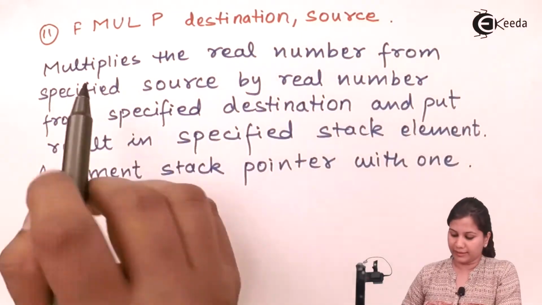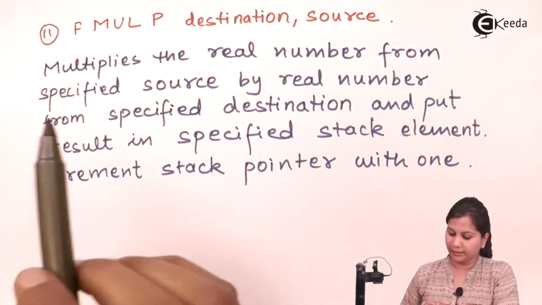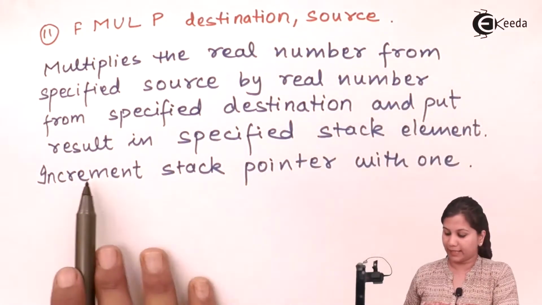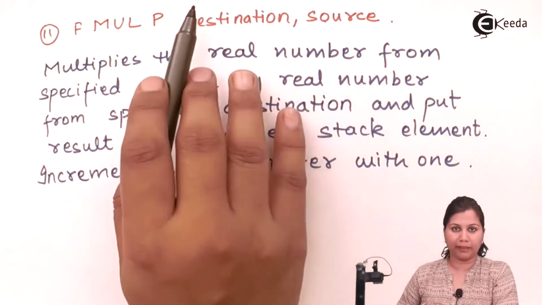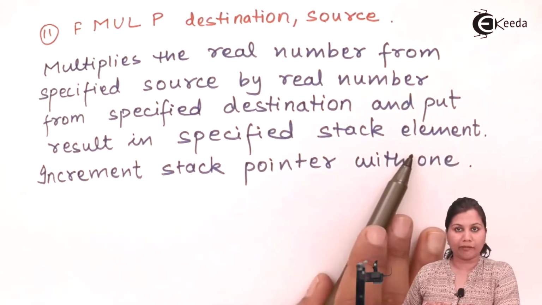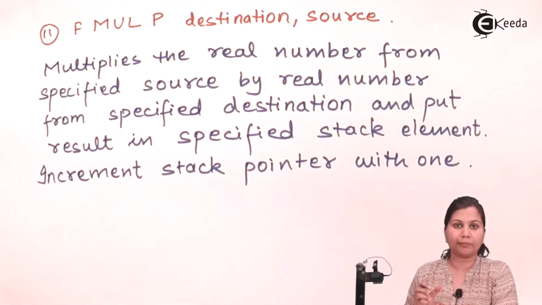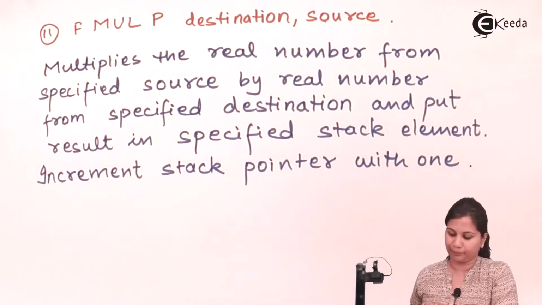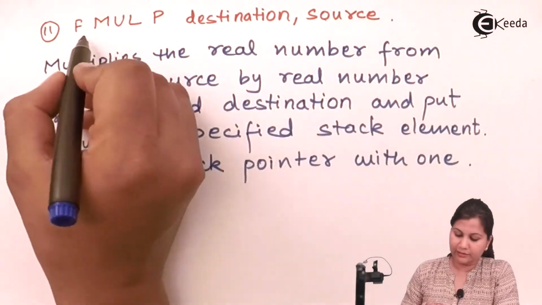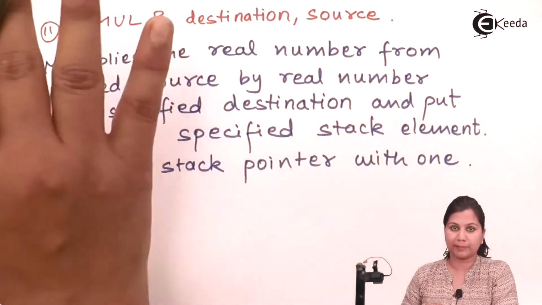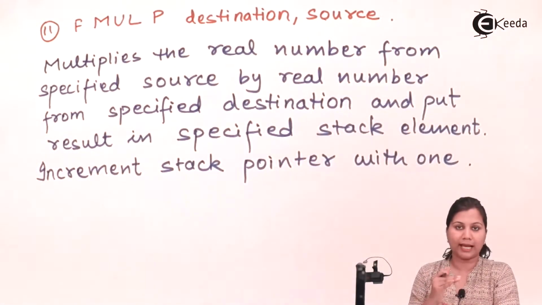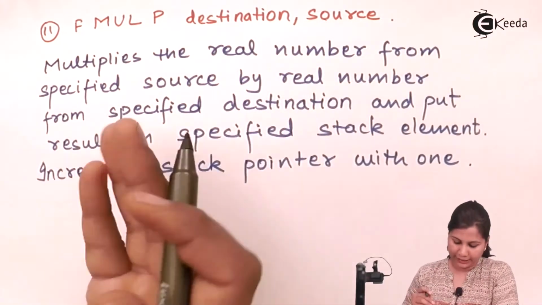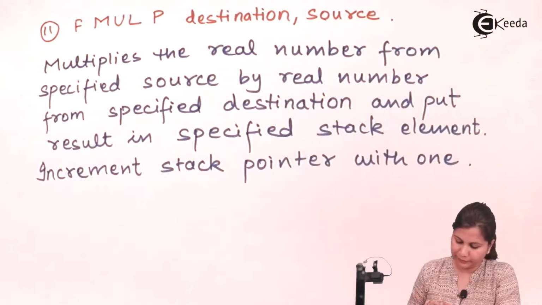So this instruction is the same as FMUL, but here the difference is that the stack pointer is incremented by 1. Okay, means the source and destination are multiplied. Result is stored in the specified stack element, and after that the stack pointer is incremented by 1. Also, if in this instruction the destination and source are not specified, then one of the operands is the top of the stack ST, and the other operand is ST1. Okay. Let's take an example of this so it will be clear to you.